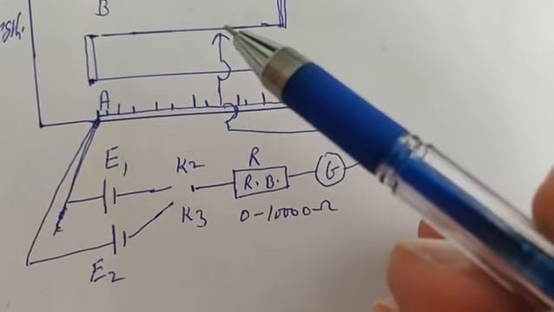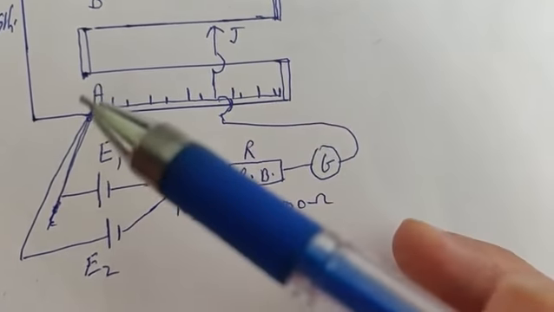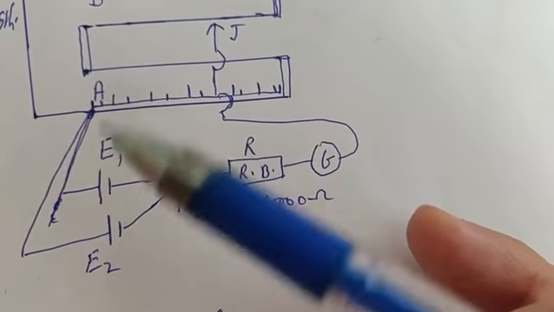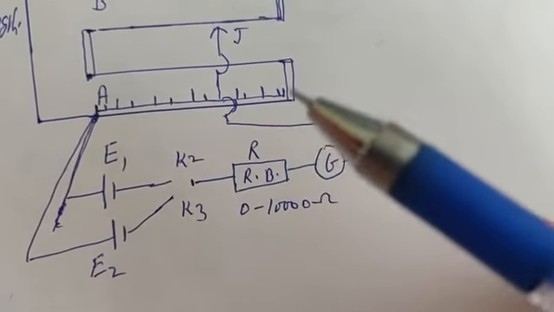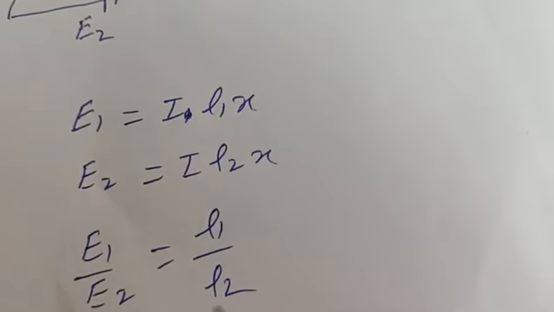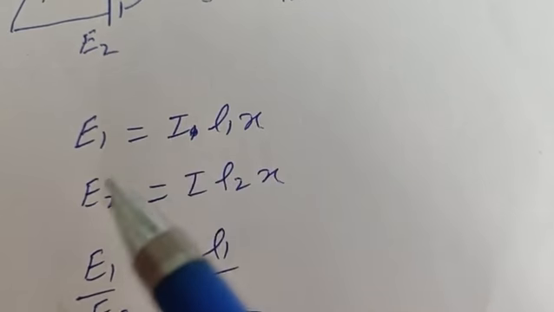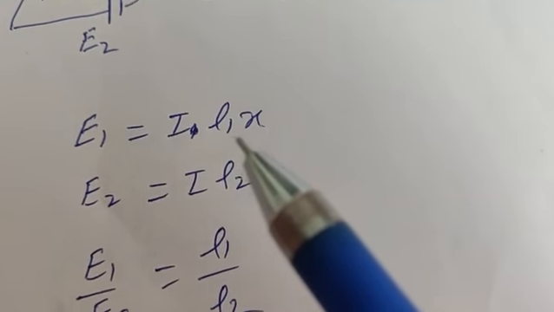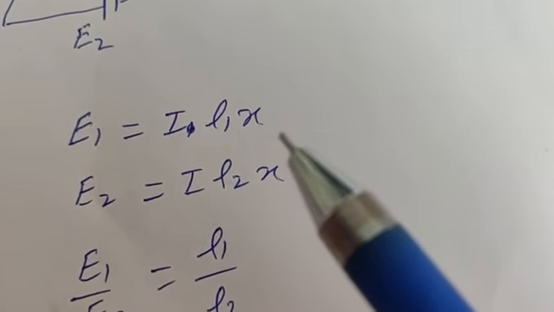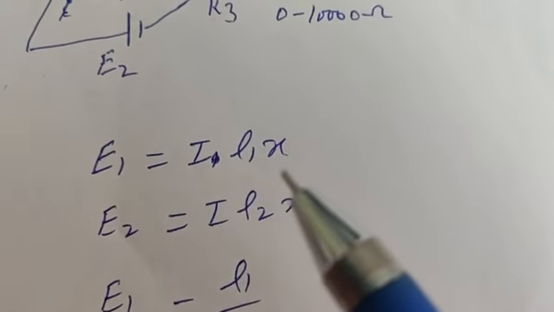At this point no current is flowing, it means it is a null point, no current is flowing, it means this potential or EMF of this cell is equal to drop across this wire. Suppose this length is L1. So E1 will be equal to I L1 X, where X is the resistance per unit length. We know E is equal to IR. L1 X, L1 is the length, X is the resistance per unit length, so L1 X will be the resistance. So E1 is equal to I L1 X.